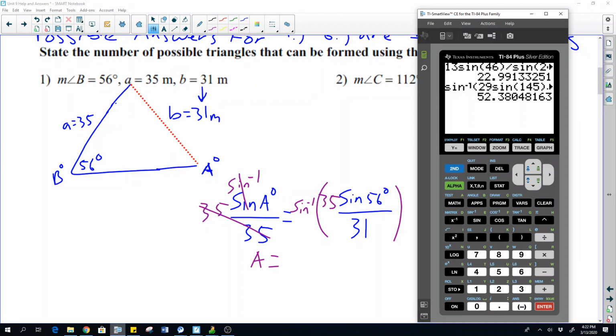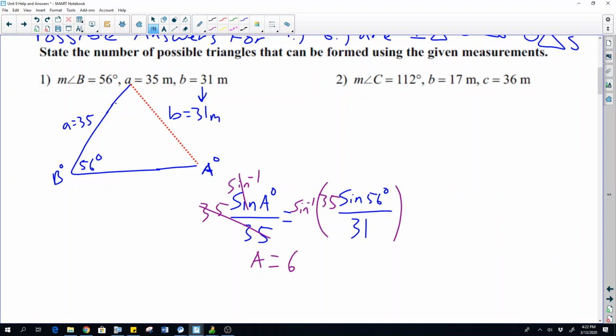Plug that in your calculator: inverse sine of 35 sine 56, close parenthesis, divided by 31, close parenthesis. That gives us an angle of 69.3 or 69.4 degrees. Is this a possible triangle? 69.4 degrees looks possible, because we compare it to 180. If it's less than 180 degrees, then we should have another triangle. So let's give that a try.